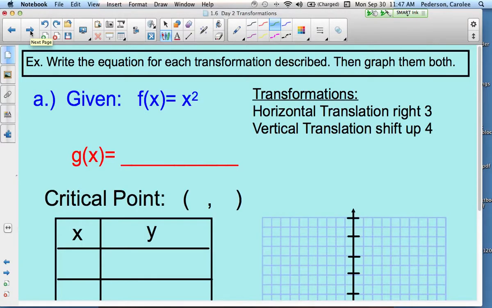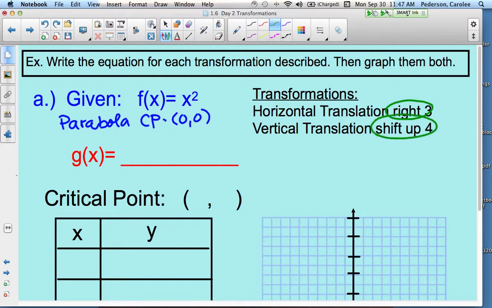What we give you in this parent function is the shape of a quadratic equation, which is going to be a parabola. That parabola has a critical point of 0, 0, which we call the vertex. Now there's two transformations. One is a horizontal translation to the right 3, and then a vertical shift up 4.